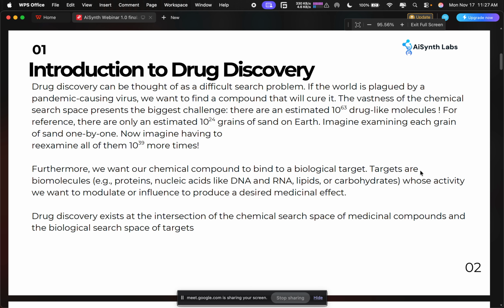So as you can see, drug discovery sits at the intersection between the chemical space and the biological space. There's a chemical space where all the drugs currently are, and we have the biological space where the drug has to bind to something. It has to have a target. Where is it going to? We have paracetamol. Paracetamol is an analgesic. It has its own target.